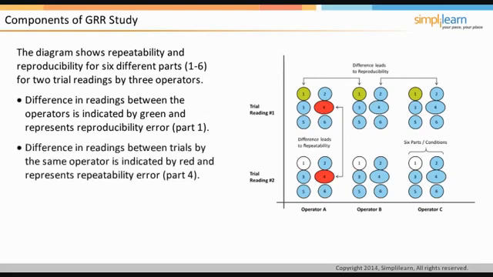A difference in reading of part 4, indicated by red, by the same operator in 2 different trials is known as the repeatability error. In the following screen, we will look at some guidelines for gauge repeatability and reproducibility studies.